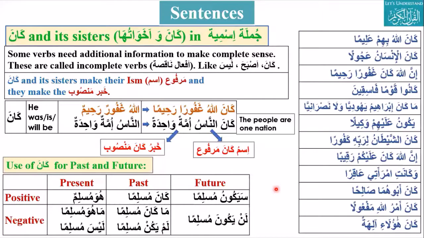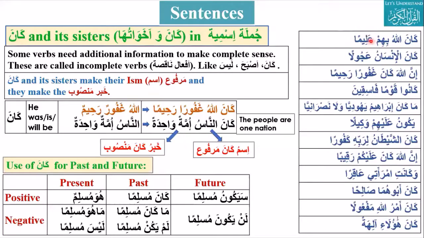Let's go through some more examples. The first example is Kana Allahu bihim aliman. Kana means he was. Allah bihim, with them, aliman.